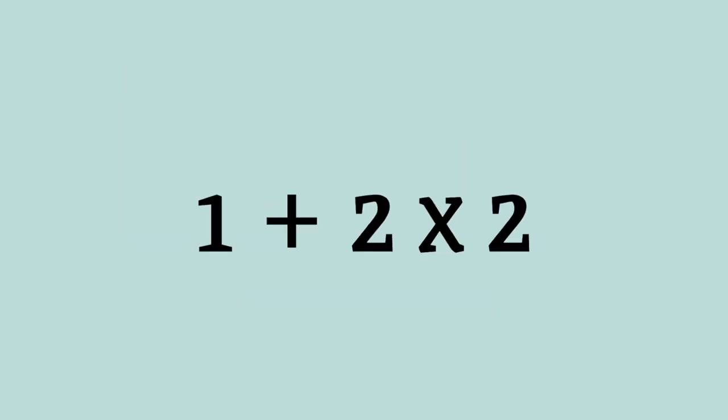Let's test your math skills. What is 1 plus 2 times 2? The correct answer is 5. Did you get 6? That's because you did the operations in the wrong order.